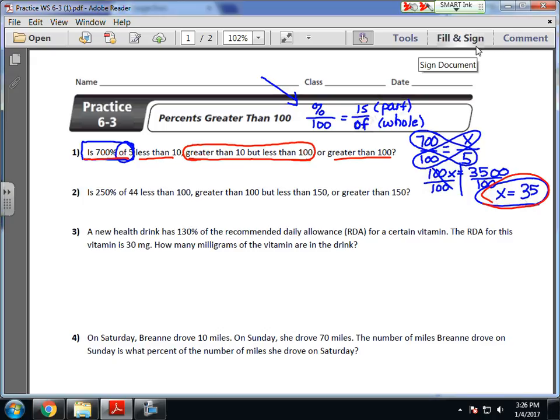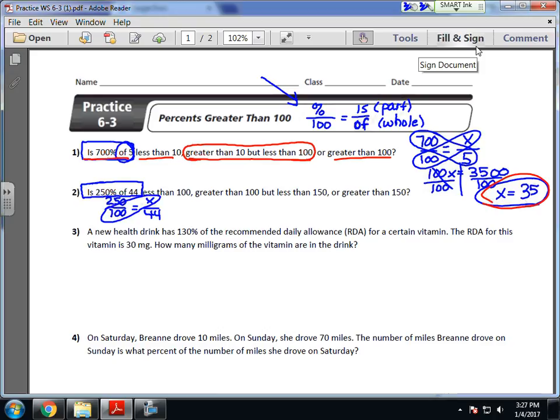Great. Okay. Number 2, again, I'm going to set it up. Not crazy that I don't have enough room to really do this, but we'll be okay. We can make this work for 2 problems. I'm always going to put the 2 lines. I'm going to put the 100 on the bottom because I always know it goes there. And this is the information we have. Is 250% of 44. So where will the 250 go? On top of the 100. Very good. Where will the 44 go? Of 44 goes on the bottom. And then we have our x.